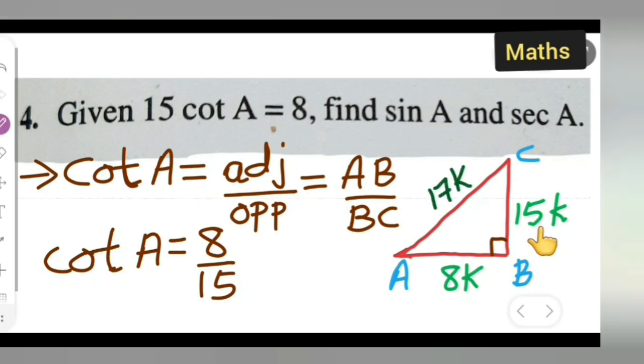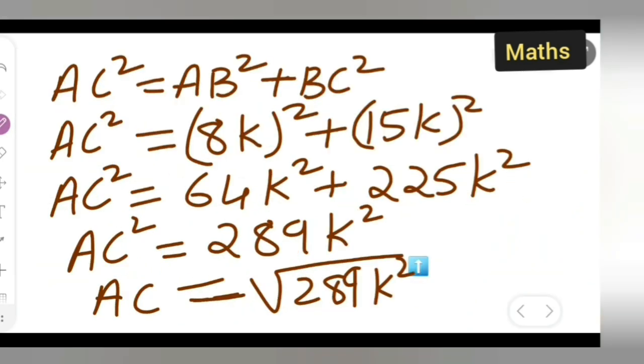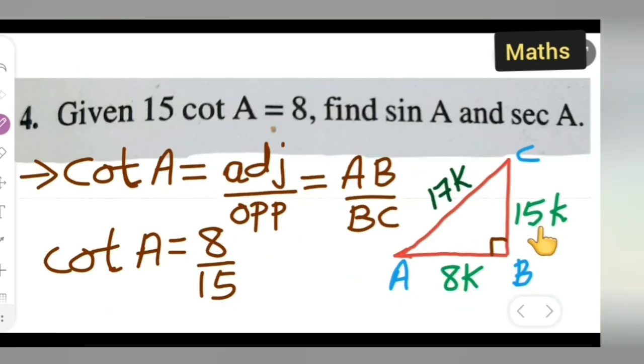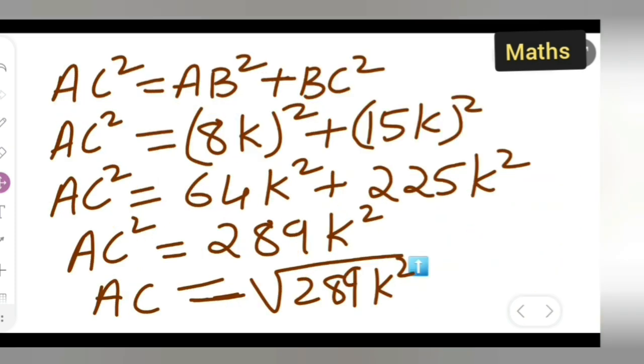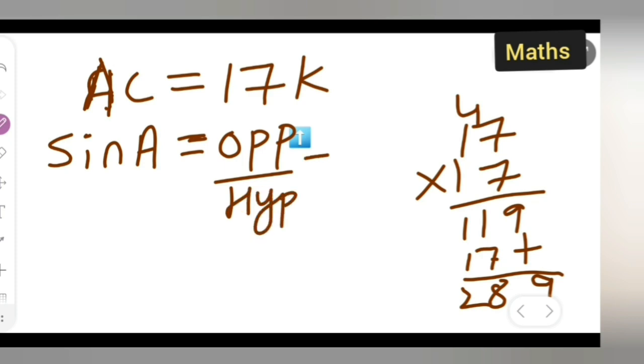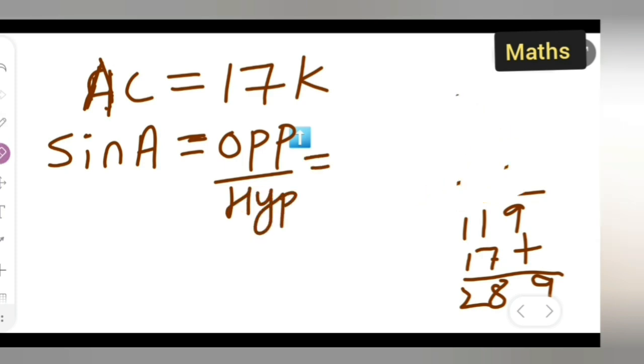Let us continue. What we need to find out over here is sine A. In the question they told us to find sine A. Sine A is nothing but opposite upon hypotenuse. So I can write down sine A is equal to opposite upon hypotenuse, right? Now what is the opposite side? Let us see.